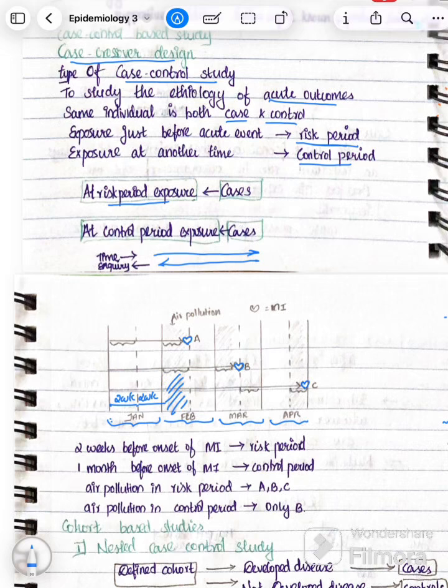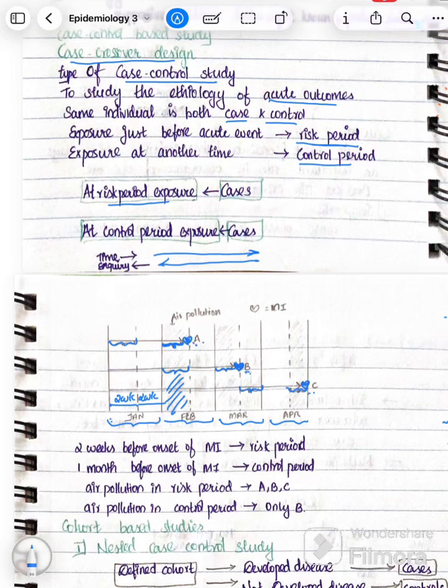As we study, the risk period is just before the acute event. 2 weeks before the onset of MI, we are going to take as the risk period. So this is the risk period. This one is the risk period. This one is the risk period. 1 month before the onset of MI will be the control period for that. For this MI, this is the control period. For this MI, B, the control period will be this period. For the third, C MI, the control period is here.